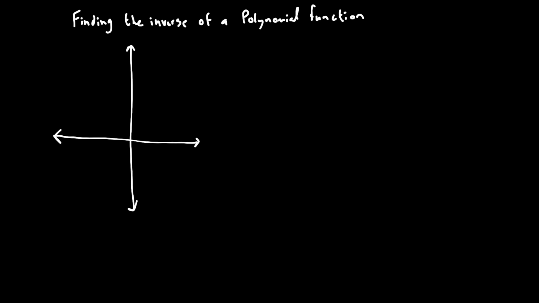For an inverse of a function to exist, it must be one-to-one on the domain. Most polynomials are not one-to-one. For example, let's look at the polynomial y is equal to x squared plus 1. The graph of the polynomial is seen above.